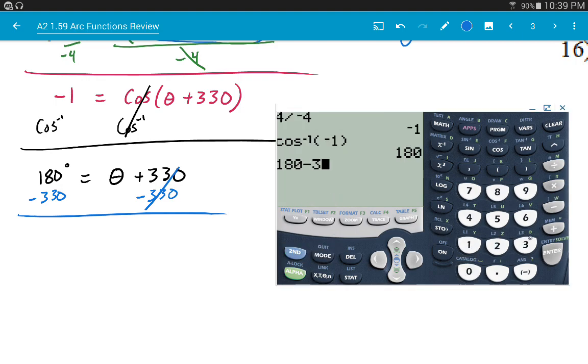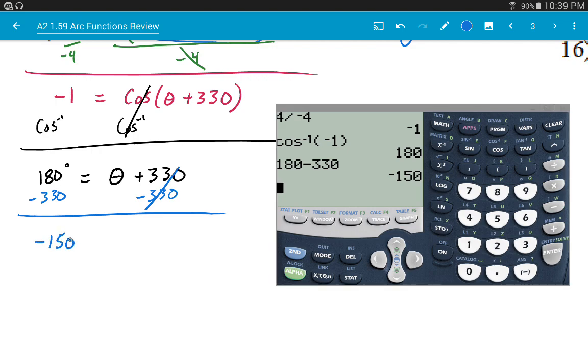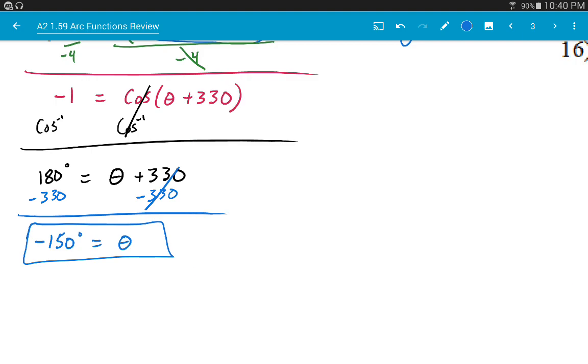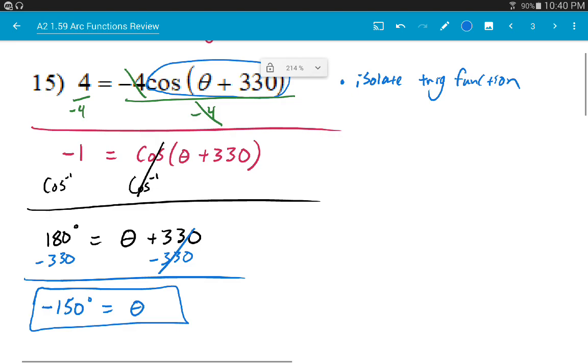180 minus 330 is negative 150. So negative 150 degrees is what the angle theta is equal to. Now that's the way to do these algebraically, and these rely a lot on your equation solving abilities, right? We work from the outside in, trying to isolate the theta, okay?